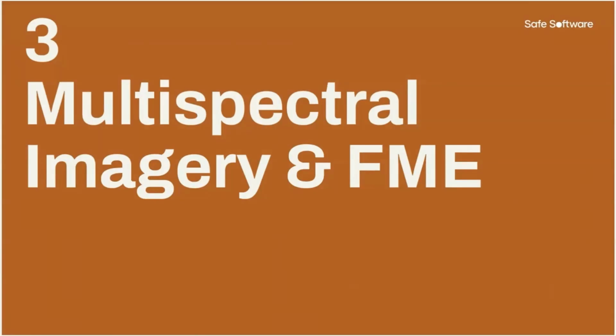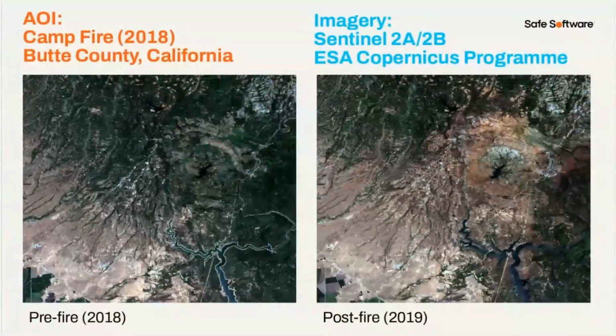Thank you, Donald. So in this next section, we're going to continue unpacking some key concepts behind multispectral imagery, and we're also going to walk through how we can process and analyze multiband raster data using FME. Our area of interest today will be the 2018 Camp Fire in Butte County, Northern California, and we will be using imagery from the Sentinel-2 mission of the European Space Agency's Copernicus program.